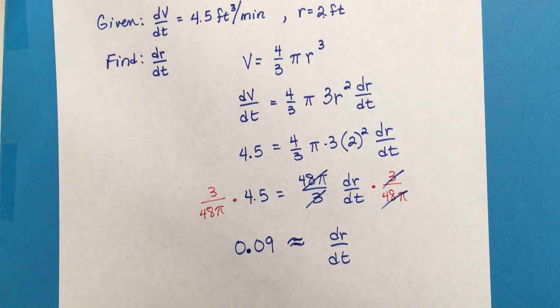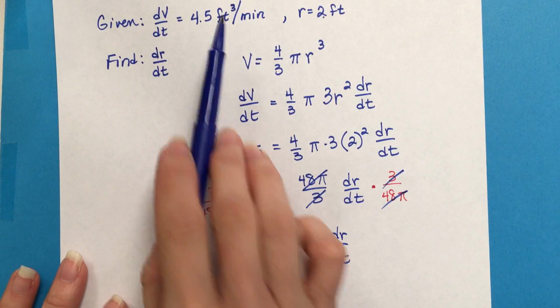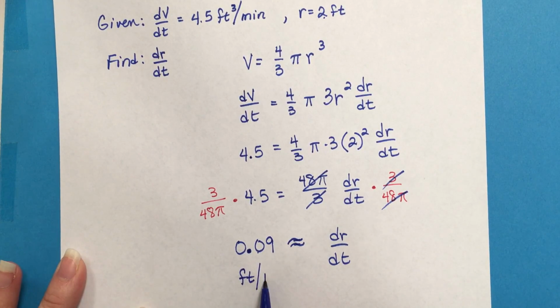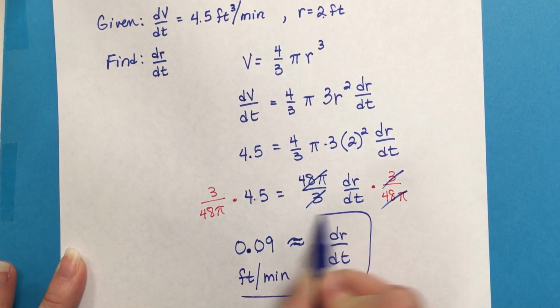Now, as far as your units on this one, of course, you're just talking about radius. This is just a linear measurement. So if this is in cubic feet, then this would just be feet. But of course, it's a rate, so it's feet per minute. So this would be your answer.